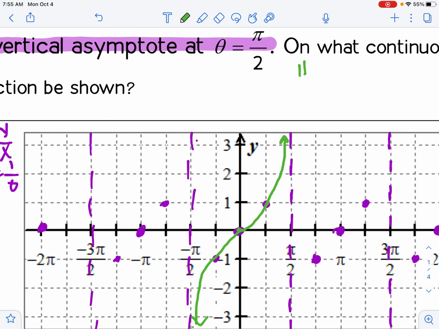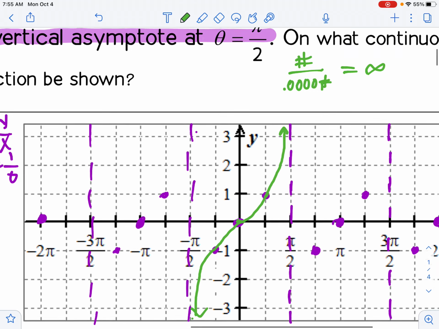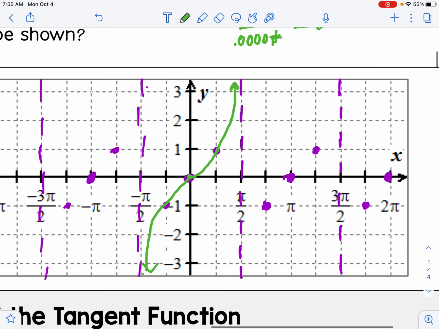Anytime you take a number divided by a really small number that's close to 0 but not 0, like 0.0000 something, we're going to get infinity. All right. So that pattern just repeats itself because it is periodic. All right, for tangent.